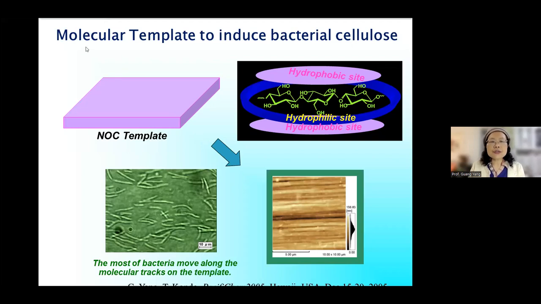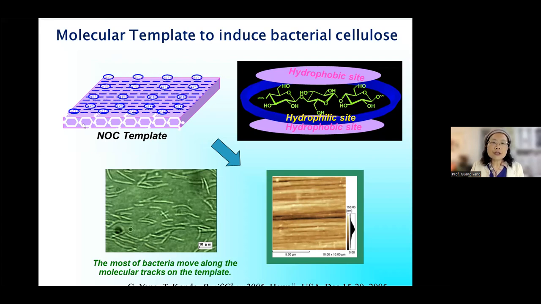And another uses the molecular template. For the cellulose itself, this polysaccharide has both a hydrophobic side and a hydrophilic side. The hydrophobic side forms the hydrophobic sheet, and the hydrophilic side forms like this, and then we obtained this kind of NOC template. On this NOC template, we incubated cellulose, and finally we obtained quite ordered structures, aligned nanocellulose.